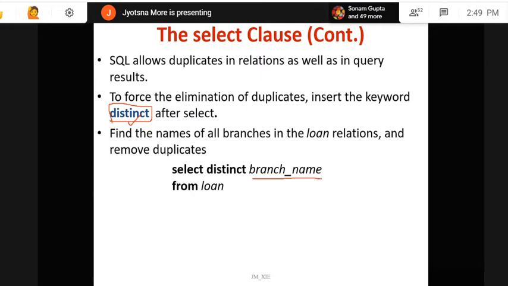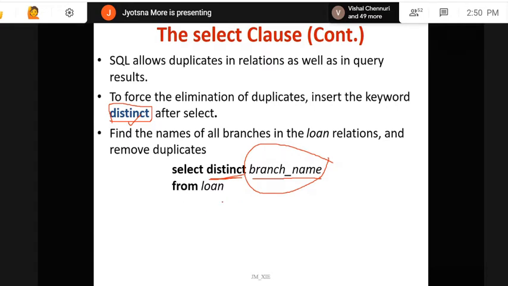duplicate values. Right now it is only one column, so I have used it immediately after the select. Sometimes I may have, suppose, I require loan number and branch name. So I can write select loan number comma distinct branch name, or select distinct branch name comma loan number. It doesn't matter, the order may change, but you have to write the distinct keyword before the attribute name for which you don't want redundant information, repeated values. So you have to remember the keyword distinct. Don't forget about this distinct keyword from the point of view of your practical exam. Such queries you will get.